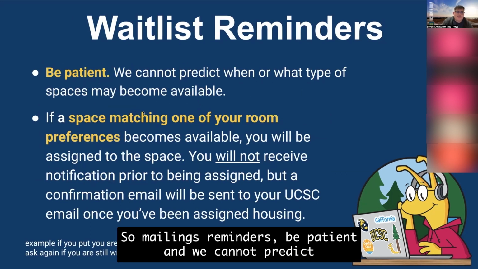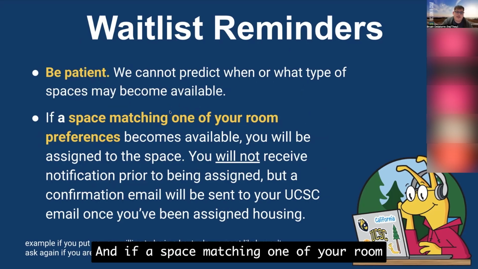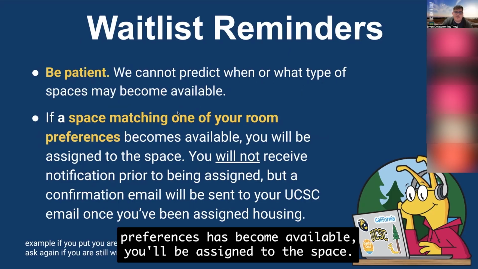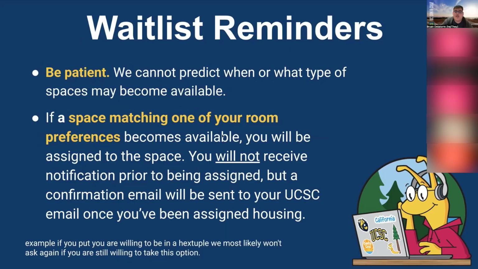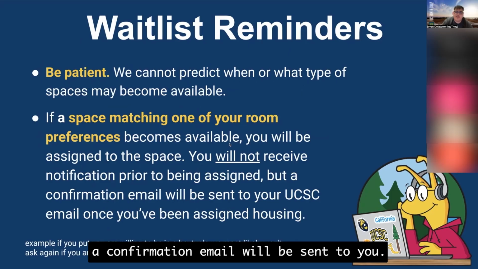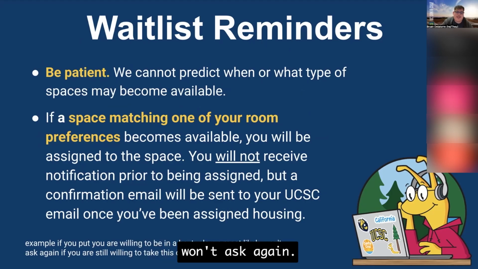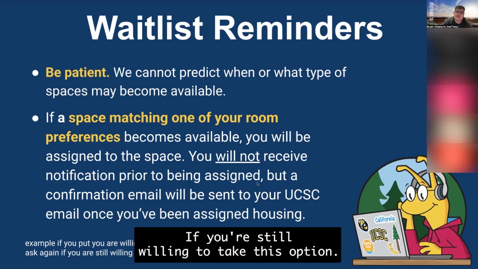Some waitlist reminders: be patient. We cannot predict when or what type of spaces may become available. And if a space matching one of your room preferences becomes available, you'll be assigned to the space. You will not receive a notification prior to being assigned, but a confirmation email will be sent to you. Example, if you're willing to put in a hextuple, we most likely won't ask again if you're still willing to take this option.